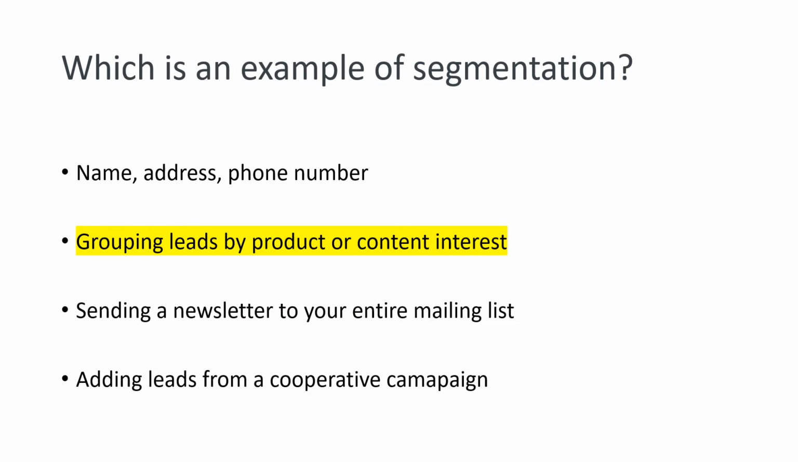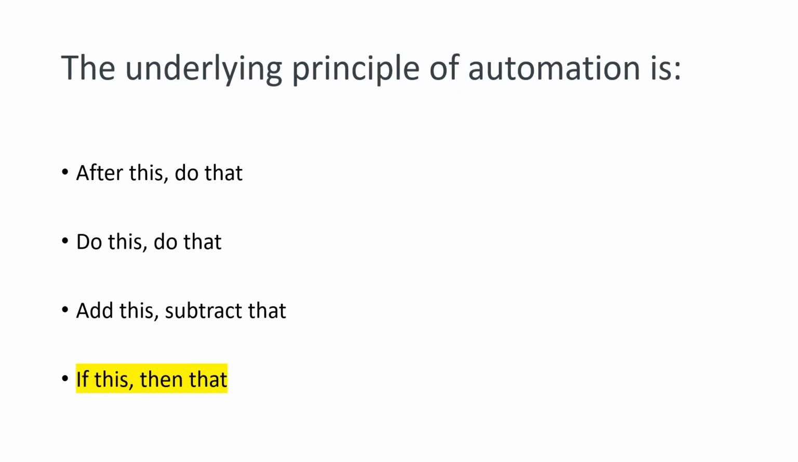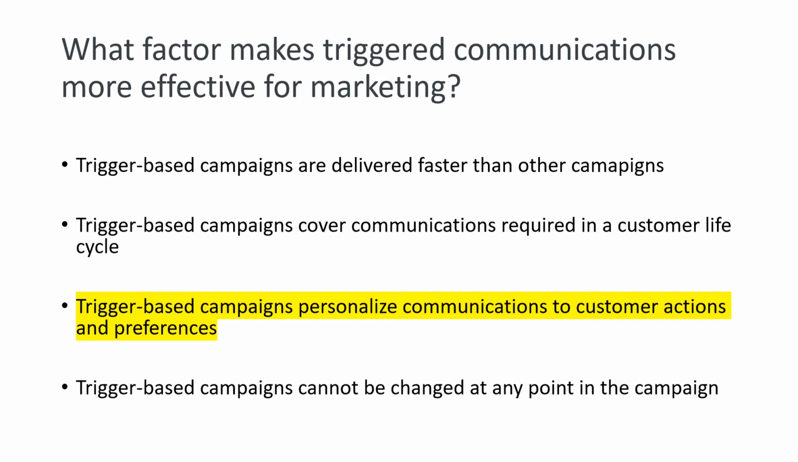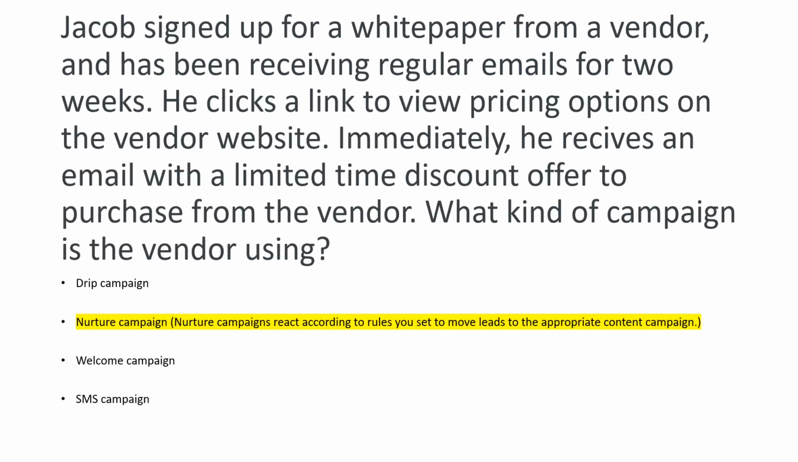220. Which is an example of segmentation? Grouping leads by product or content interest. 221. The underlying principle of automation is, if this, then that. 222. Firmographics are characteristics of businesses, such as size, revenue, and decision authority. 223. What factor makes triggered communications more effective for marketing? Trigger-based campaigns personalize communications to customer actions and preferences.